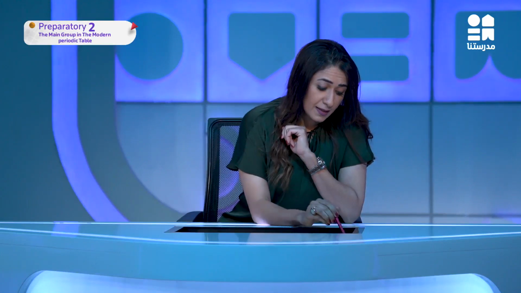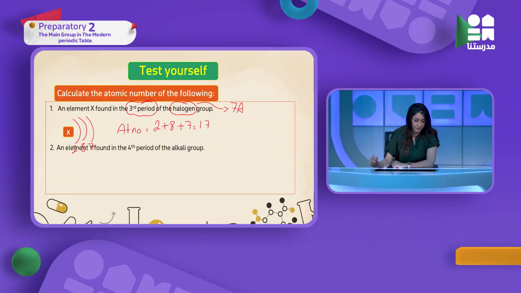Why? Because it's found in the third period, group 7A, which are called halogens. فاكرين ليه سميناهم halogens؟ قلنا الحلقة اللي فاتت إن الهالوجنز دول very active elements react with alkali metals producing salts. That's why we call them halogens. تعالوا نشوف السؤال التاني.